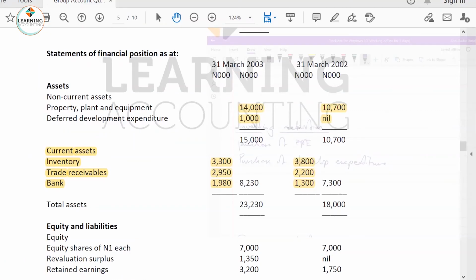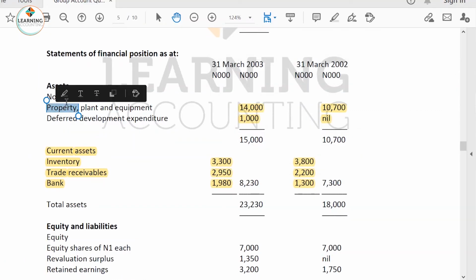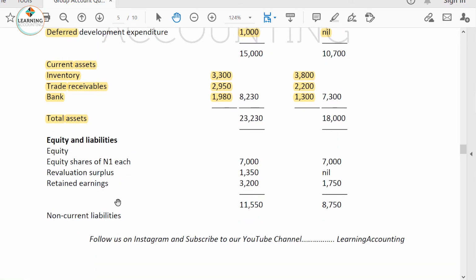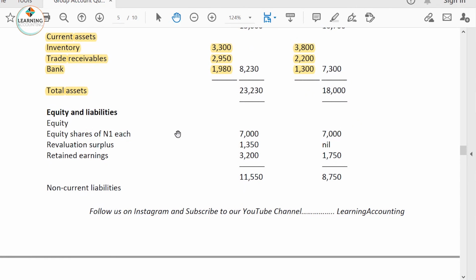Okay, so if we come back to this side, you can see we are done with the PPE and the deferred development expenditure. Therefore, it means we are done with all the asset information, so we can move down to the equity section. Now, there were no movements with respect to equity share capital. Therefore, you don't need to bring it to the cash flow statement. Revaluation does not give rise to cash flow transaction, so you don't need to bring it there. Retained earnings could give rise to cash flow issues in respect to dividend paid, so we have to open the T account for that.